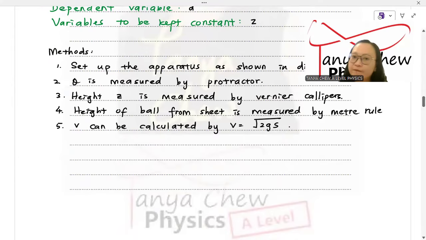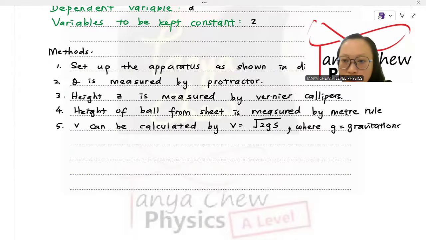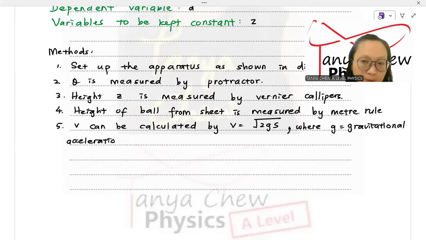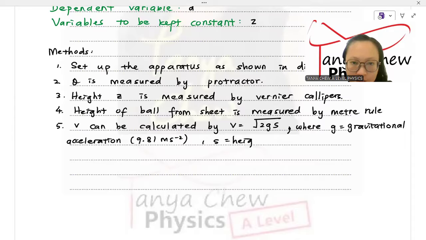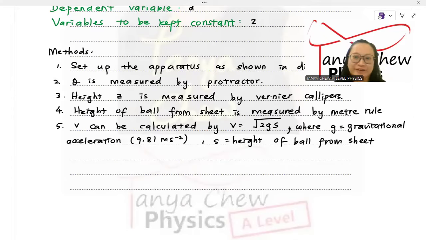And I have to explain every symbol that I wrote here. I'm going to put a comma here, where G is gravitational acceleration, and you can also put the value 9.81 meter per second squared. And S is the height of the ball from the sheet, the one that I measured earlier.